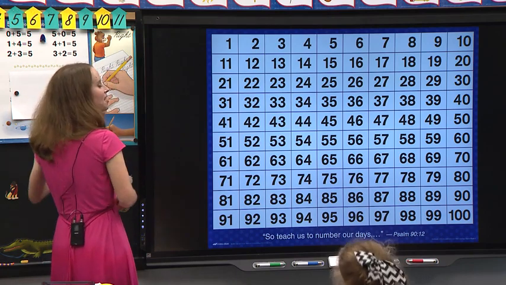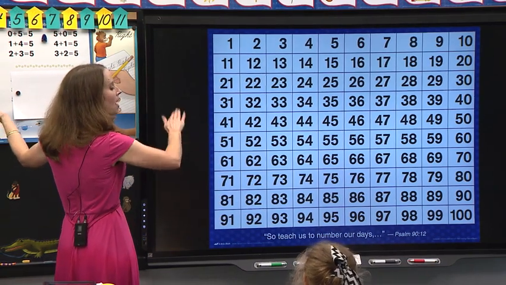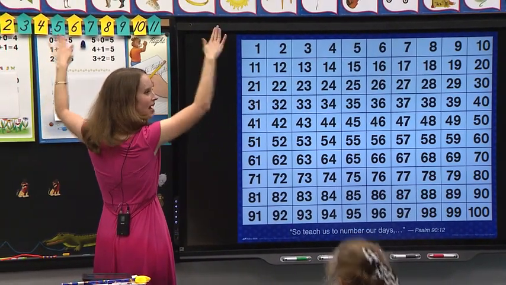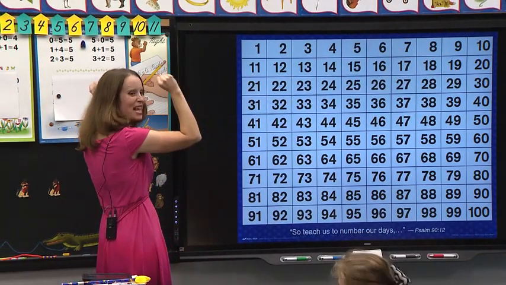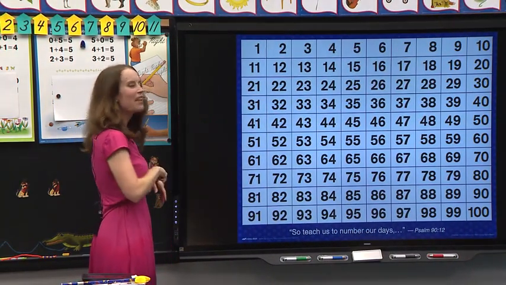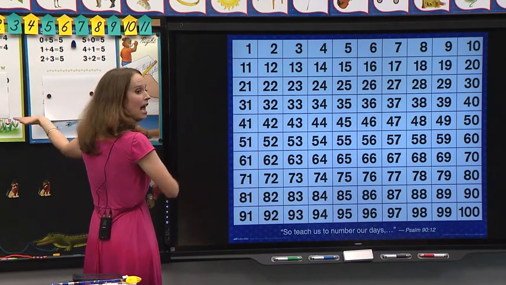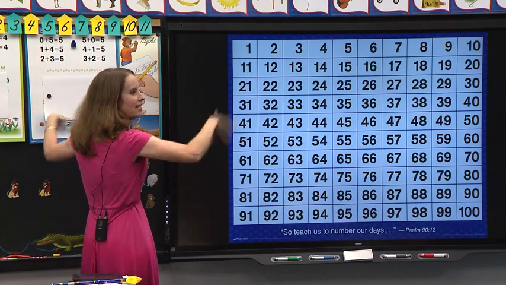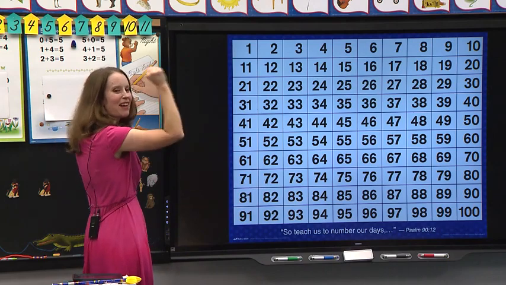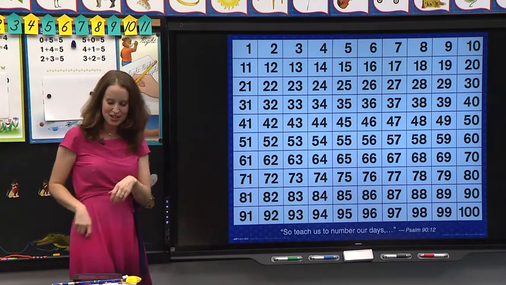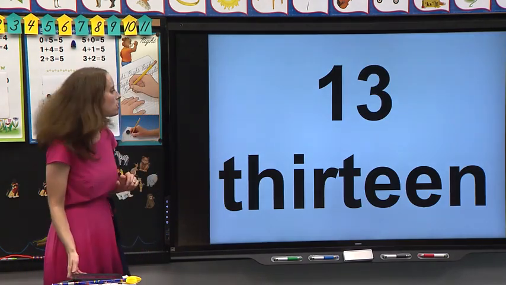Stay standing, and we're going to say together our place value cheer. You ready? Tens on the left, ones on the right. Stand up, sit down, get it right. Good job. Sit down, and we'll do it together again. Tens on the left, ones on the right. Stand up, sit down, get it right. Nice job.